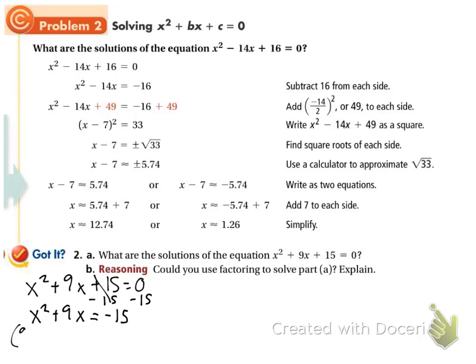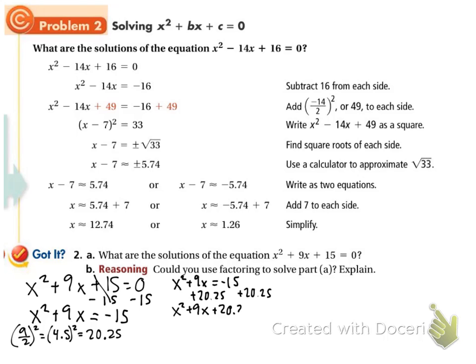So, remember, we do 9 divided by 2 squared, which is 4.5 squared, which is 20.25. Okay, so we're going to add 20.25 to both sides. So I've got x squared plus 9x equals negative 15, and I'm going to add 20.25 to both sides. So I get x squared plus 9x plus 20.25, and over here we get 5.25.